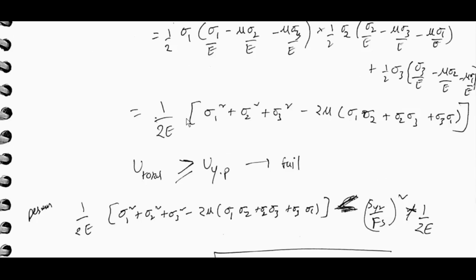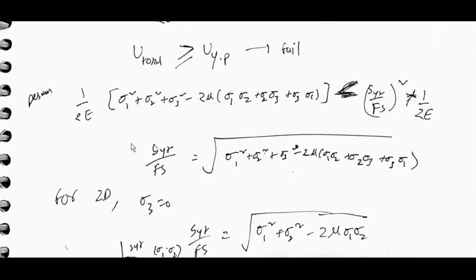Then after solving we will get 1 by 2E into sigma 1 square plus sigma 2 square plus sigma 3 square minus 2 mu into sigma 1 sigma 2 plus sigma 2 sigma 3 plus sigma 3 sigma 1. U total greater than or equal to U at yield point, it will fail. Design: 1 by 2E into sigma 1 square plus sigma 2 square plus sigma 3 square minus 2 mu into sigma 1 sigma 2 plus sigma 2 sigma 3 plus sigma 3 sigma 1 less than or equal to SYT by Fs whole square into 1 by 2E.